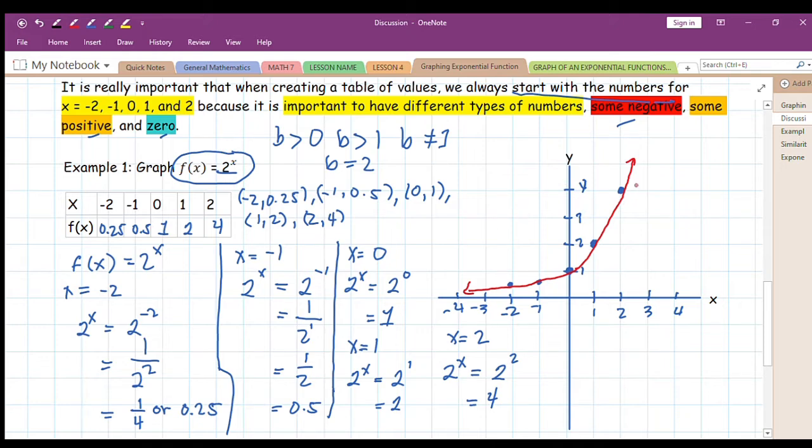So, meaning to say, ito yung 2 and 4. Ito naman yung 1, 2. Ito naman po, 0 and 1. Ito naman yung negative 1 and 0.5. And then also last, we have negative 2 and 0.25. And tapos na po natin siyang i-graph. And that will be the graph of f of x is equals to 2 raised to x.